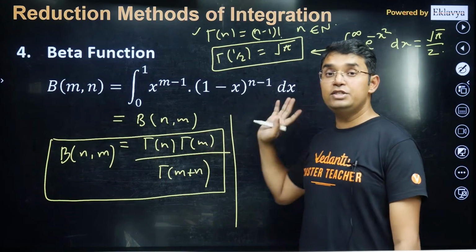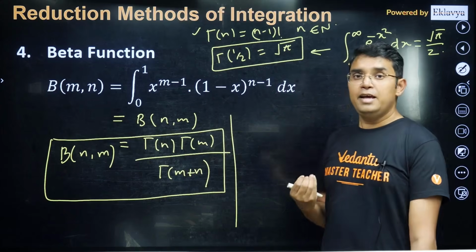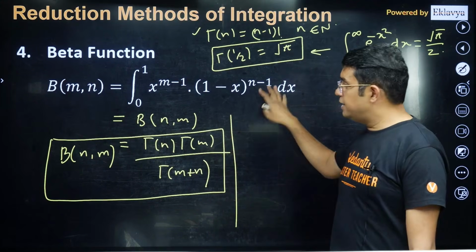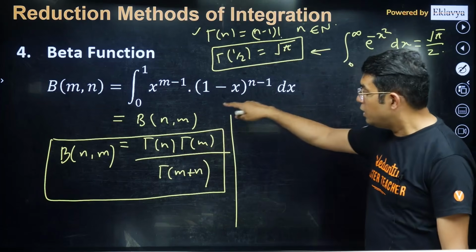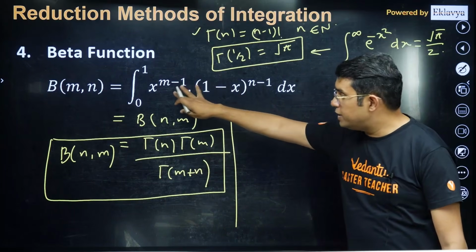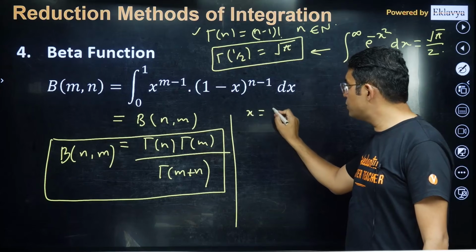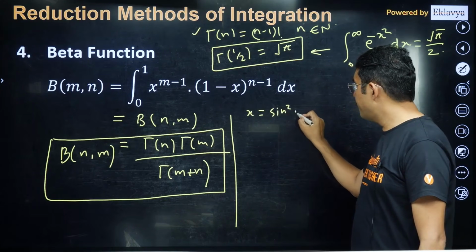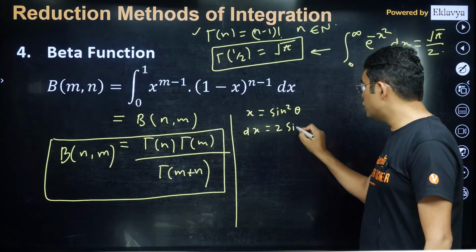The use of this in JEE Advanced has not been very huge, I will say, but it is worth remembering this result because it is connected to many things. Okay, now how this thing is coming, please see. To derive beta mn, what we will do, we will write x is equal to sine square theta. Then dx becomes equal to 2 sine theta cos theta.